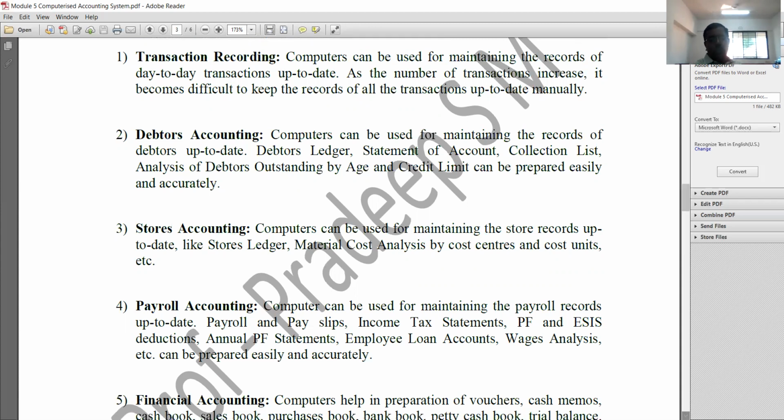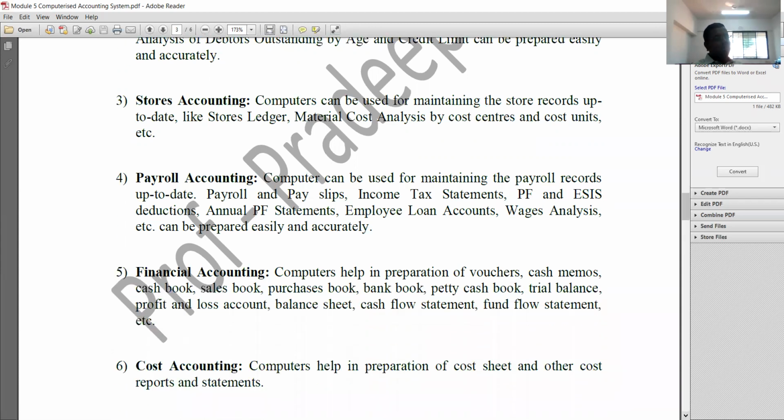Then the next one is store accounting. What is store accounting? This accounting is related to maintaining records in connection with raw materials that are purchased, issued, and the balance remaining with the store. So store accounting can be used to maintain up-to-date records regarding materials: how much quantity of materials we have received, out of that how much we have issued to the production department, and how much is remaining with the store. So you can use this computerized accounting system for preparing the store ledger.